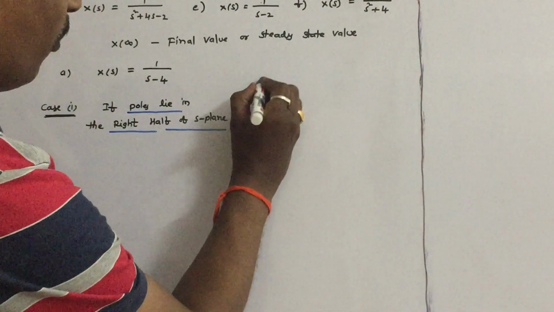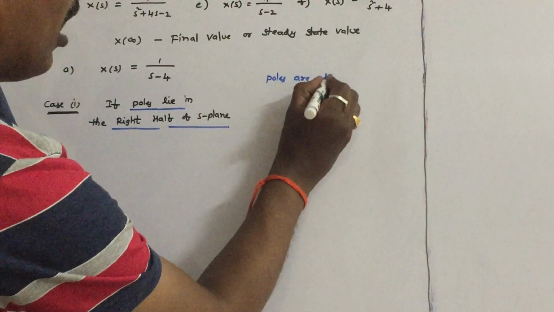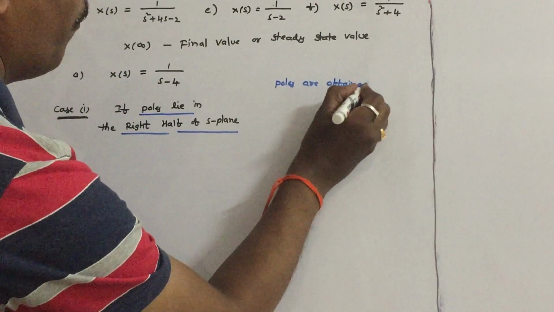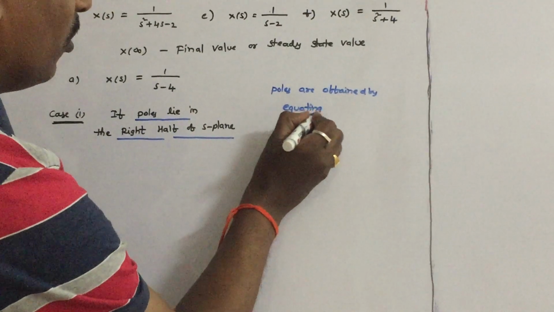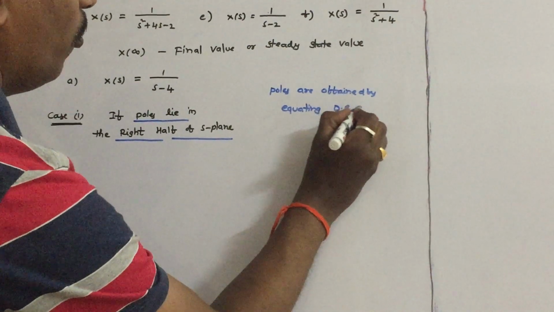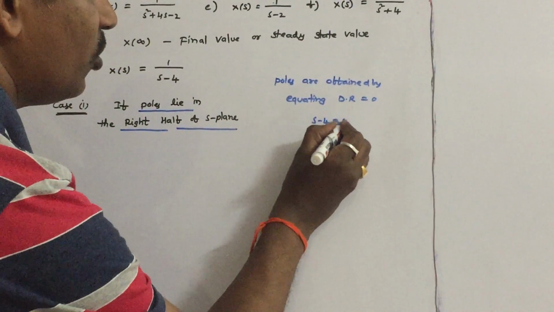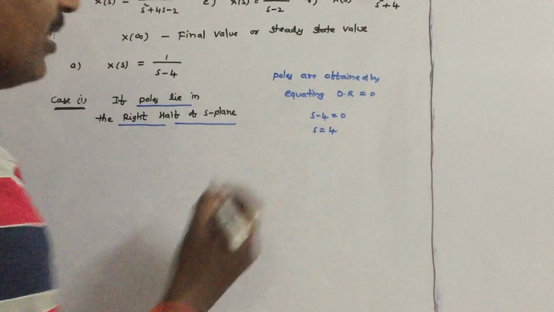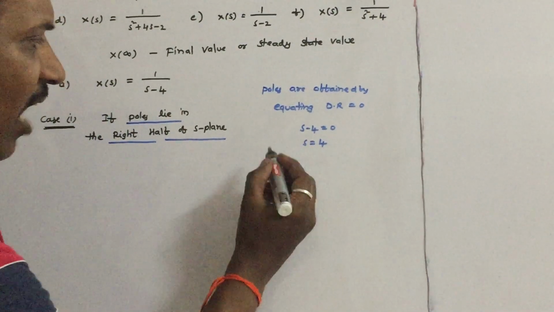If poles lie in the right half of S plane, how to obtain the poles? Poles are obtained by equating the denominator to 0. That means s minus 4 is equal to 0, s is equal to 4. You can see that the pole s is equal to 4 lies in the right half of S plane.